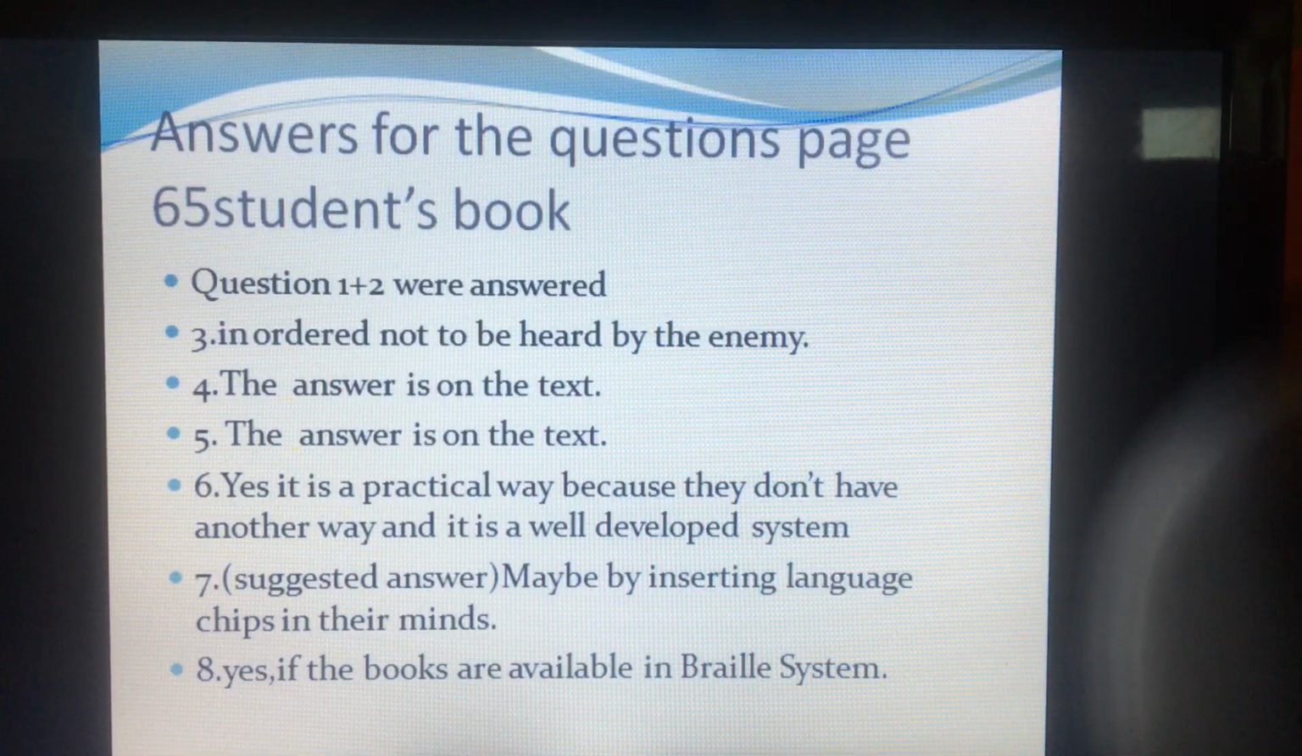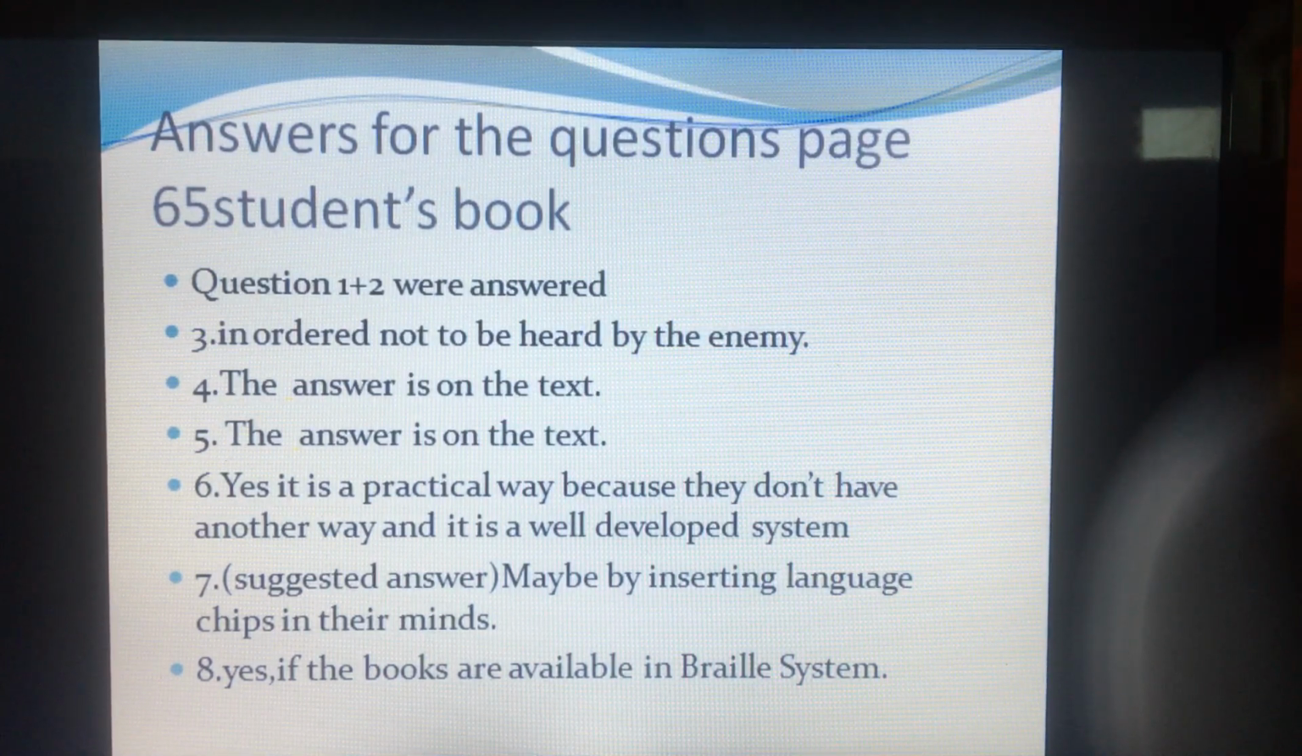Okay, now question number 7. In your opinion, again, could there be another way for blind people to read in the future? Explain. Yes, so I think maybe by inserting language chips in their minds, and they can communicate by signals. This is suggested. So if you get other ideas, please write them down.